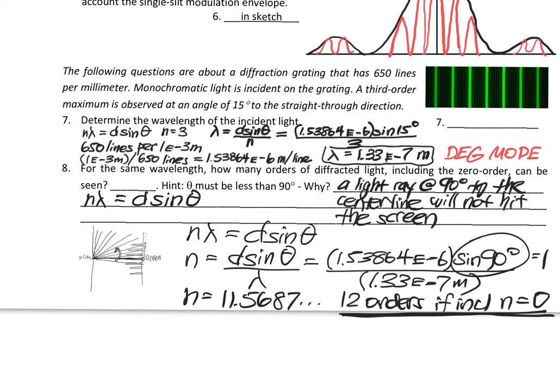I'm just curious, if n equals 11, I wonder what the angle actually is. Let's just figure that out. So 72 degrees, all the way out at 72 degrees. That 11th order will hit the screen eventually, but that's the last one that's going to strike the screen. So we have 11 orders plus the center to give a total of 12 orders. All right, that's the first page. Now let's move on to the next page with number 9.